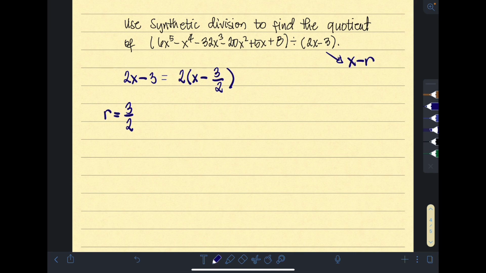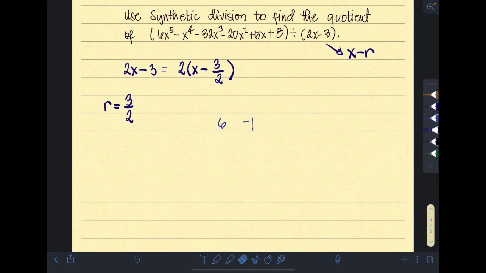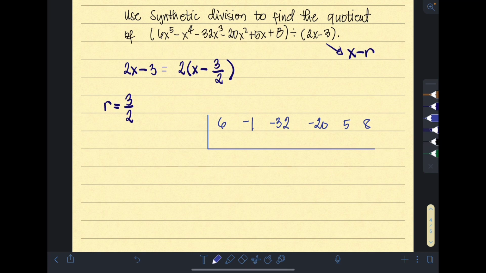Since we can see that the given polynomial is in standard form, we are just going to make use of the coefficients of the given polynomial expression, and we have 6, negative 1, negative 32, negative 20, positive 5, and positive 8. We're going to put them inside the division symbol for the synthetic method, and then we are going to put our r in the opposite corner.